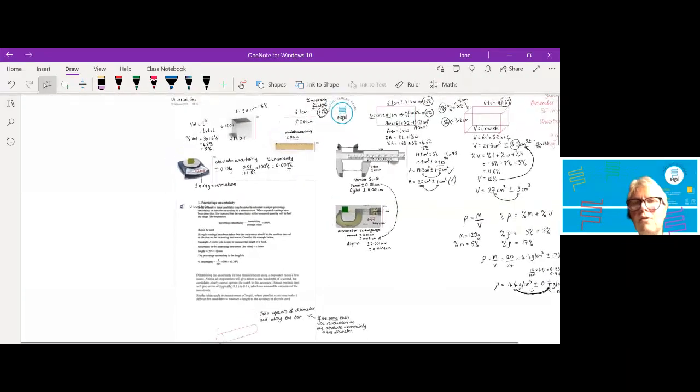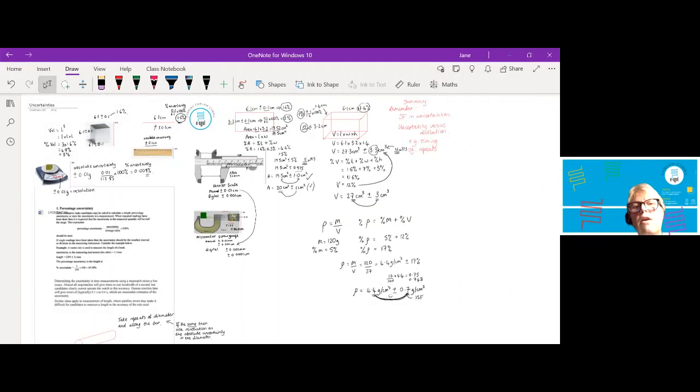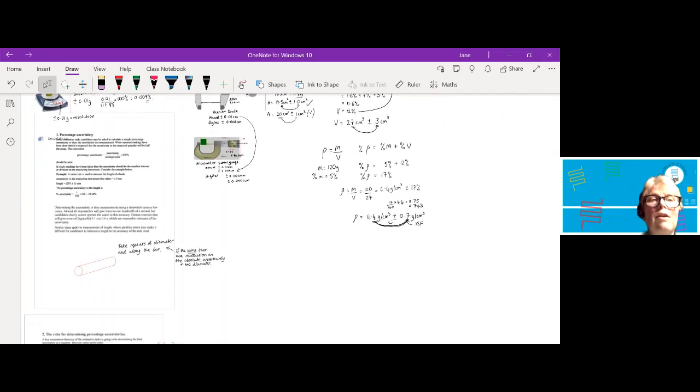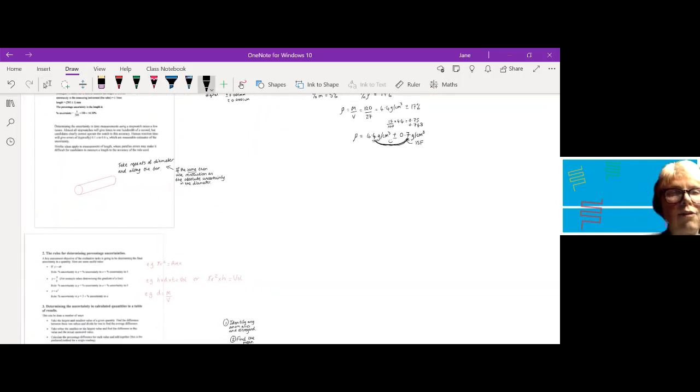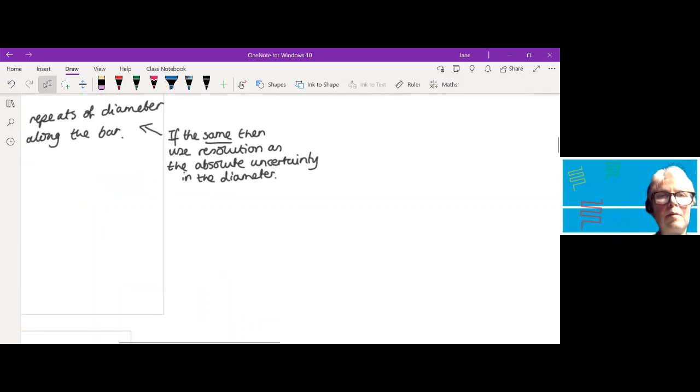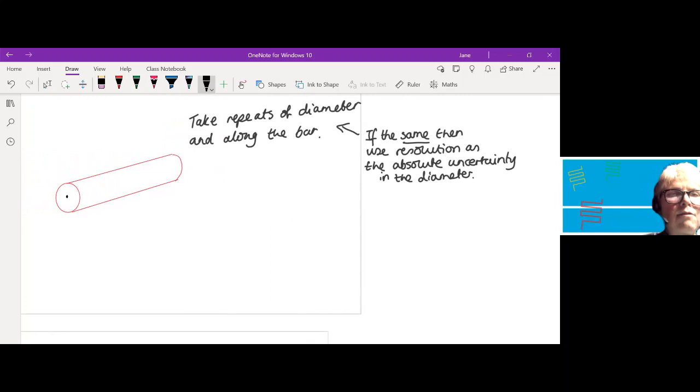Okay, right, now we have done all of those uncertainties so far, looking at only one reading. What happens if we have repeats? Well, we ought to take repeats, especially if, for example, you've got a diameter of a bar. Let's go with the diameter, because that's what you would read with a micrometer, screw gauge, or a vernier scale.